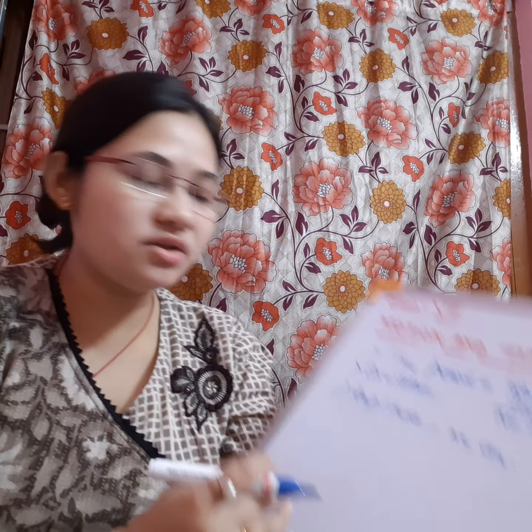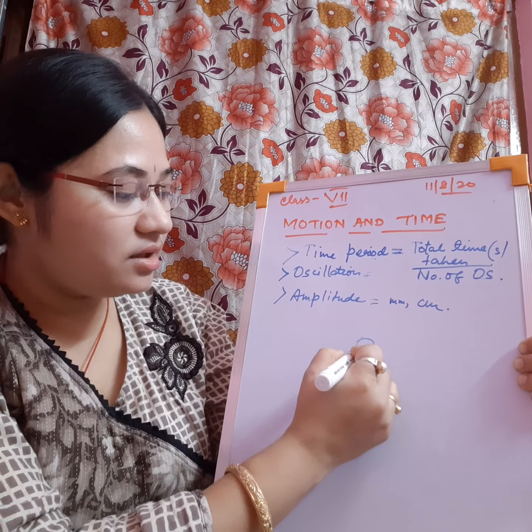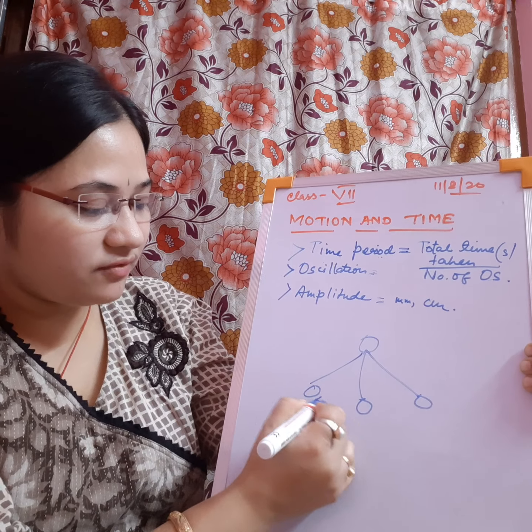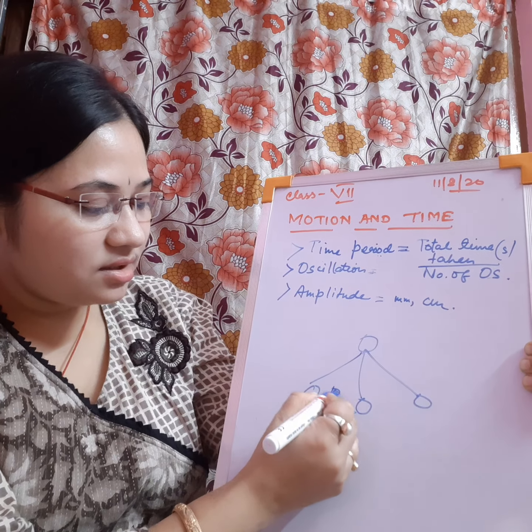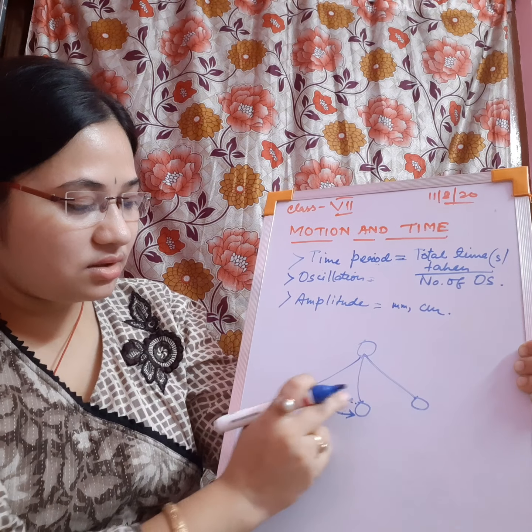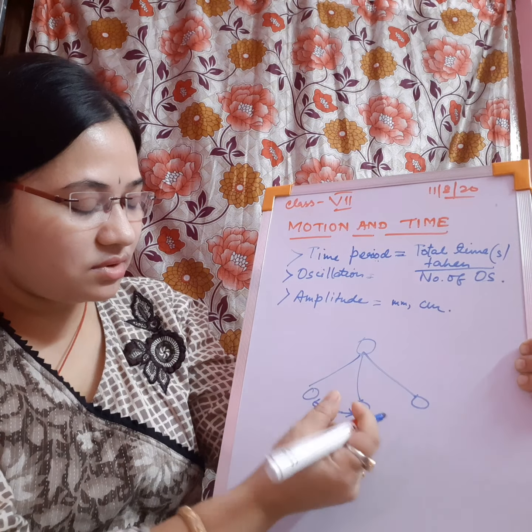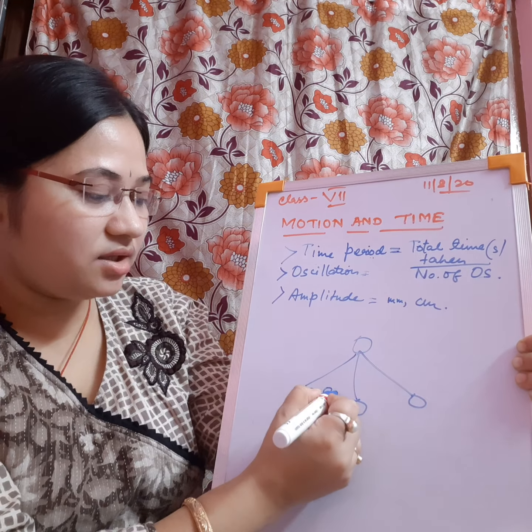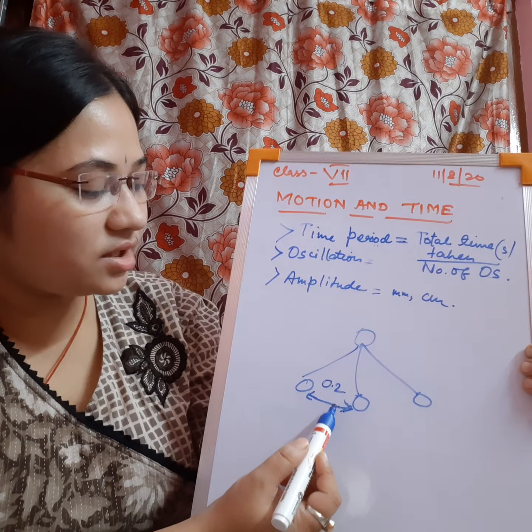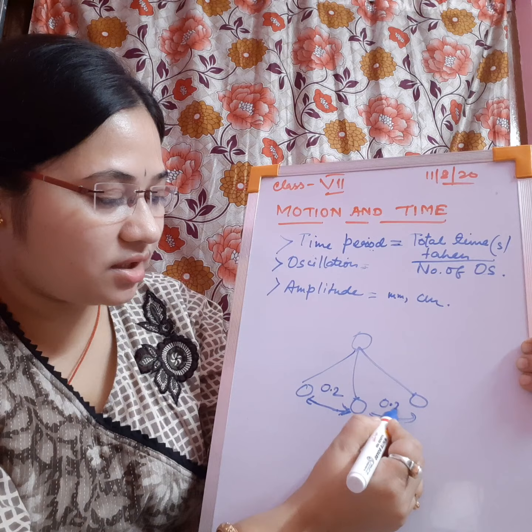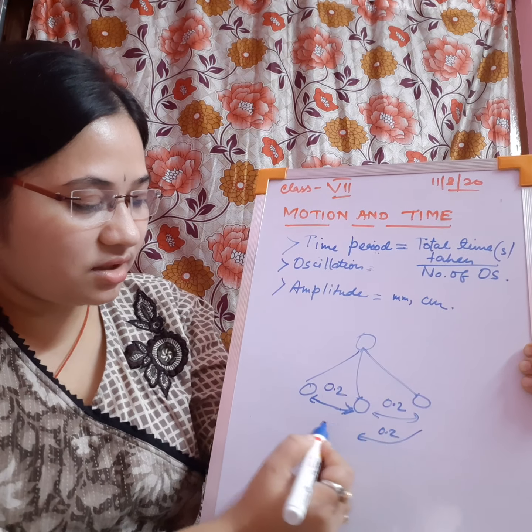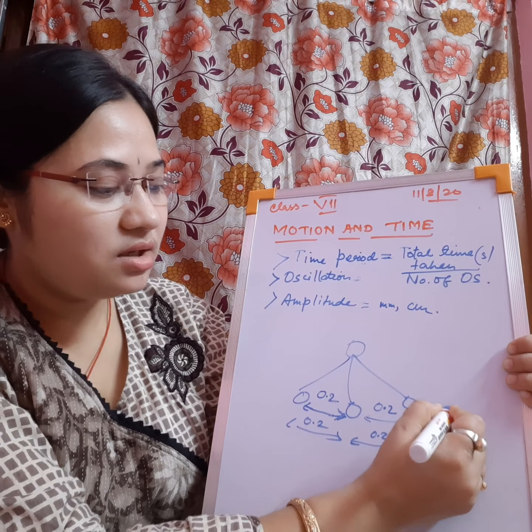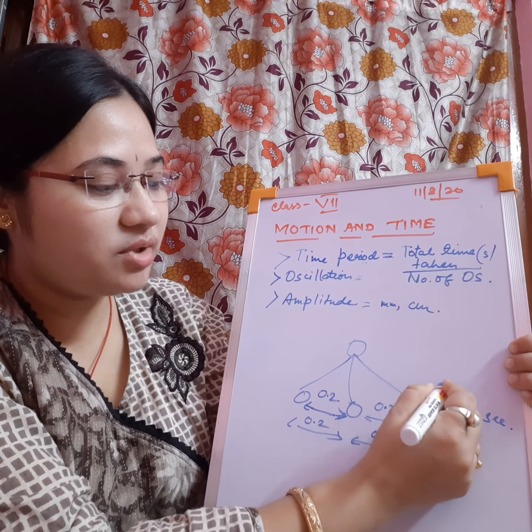And suppose the amplitude is also given in terms of centimeter. Amplitude means again the same thing. Suppose any one portion is given. Anything we can take, suppose 0.2 seconds to complete. So here also it will take 0.2 seconds. Again here also 0.2 seconds, and here also 0.2 seconds. So 4 times 0.2 seconds will be 0.8 seconds. So this will be the time period.